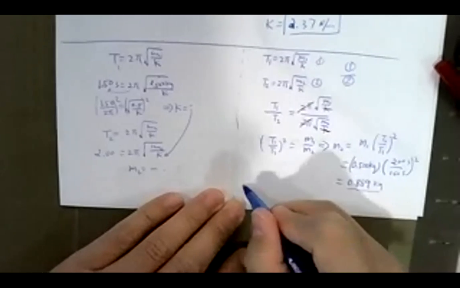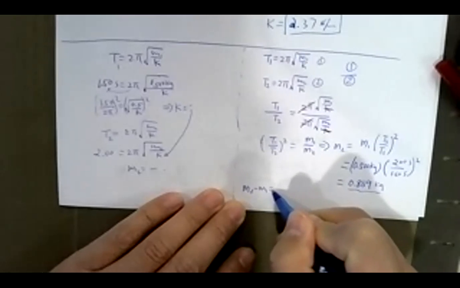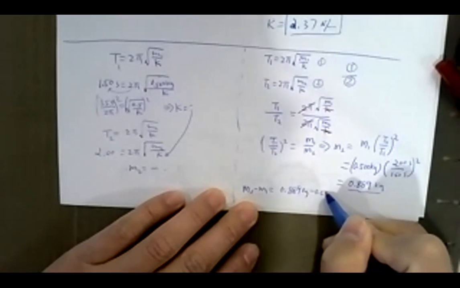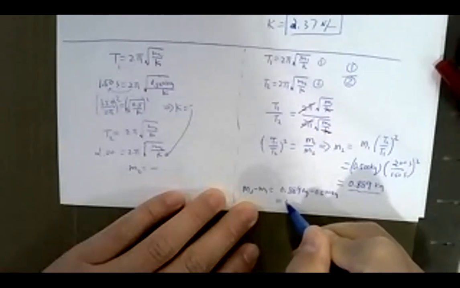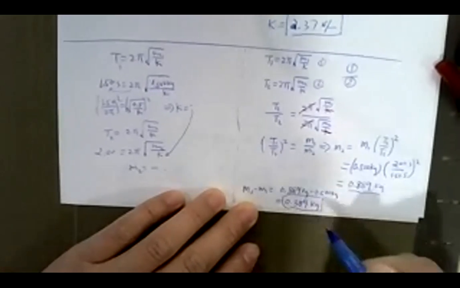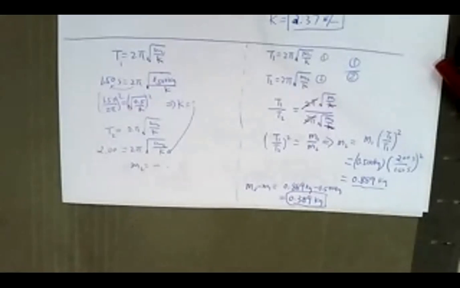Now, how much more needs to be added? That means you are doing the difference, M2 minus M1. So 0.889 minus 0.5 kilogram will be 0.389 kilogram being added to the original mass. I see a couple of you had this one right. All right, let me know if you have questions on this one.